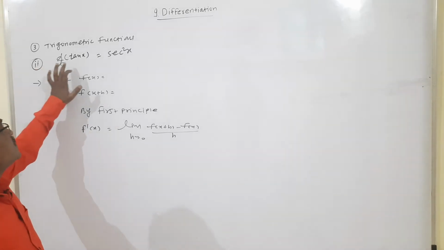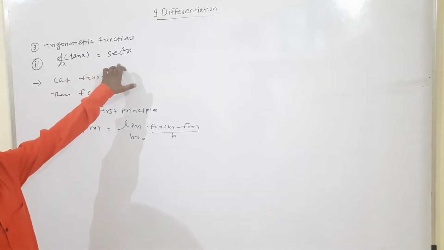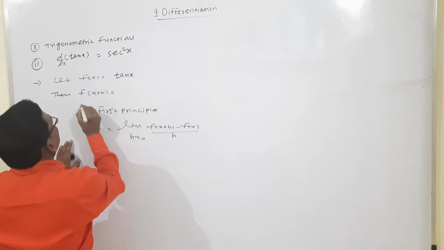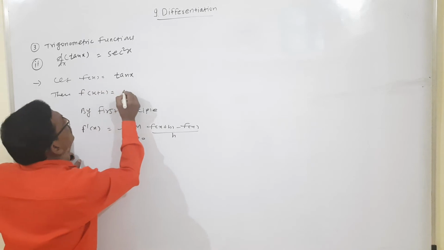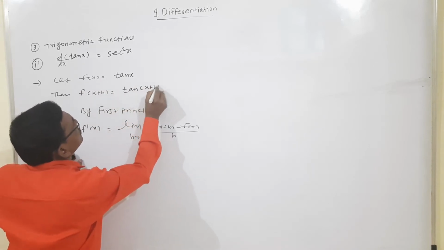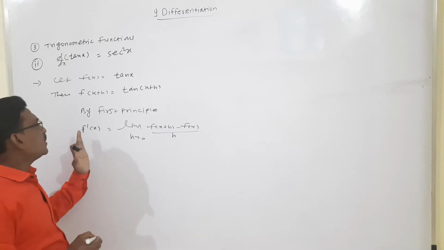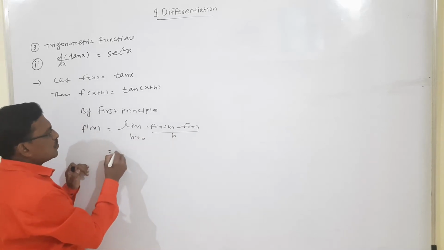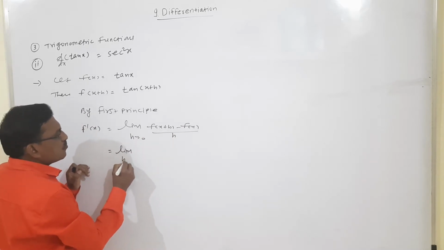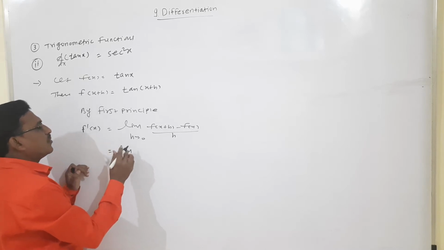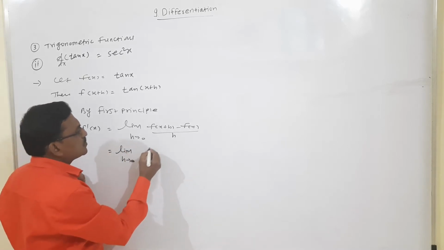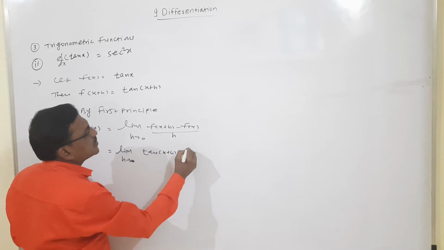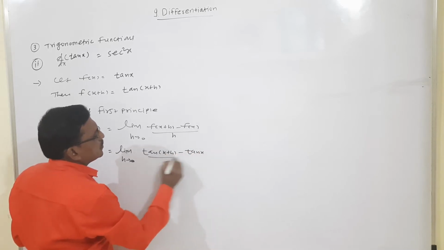Now the next trigonometric function, tan x. The derivative of tan x is sec square x. So let the function f of x be equal to tan x. Where there is x, we put x plus h, so it is tan of x plus h. Now by the first principle method, f dash x equals the limit of f of x plus h minus f of x upon h as h tends to 0. We put the value of this function: f of x plus h is tan of x plus h, minus f of x, which is tan x, divided by h.